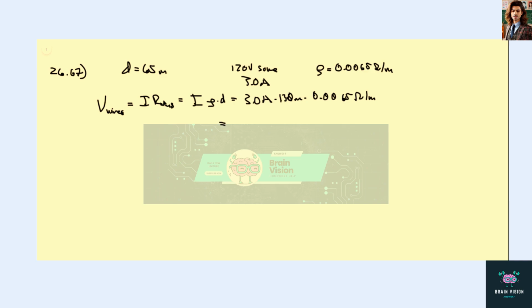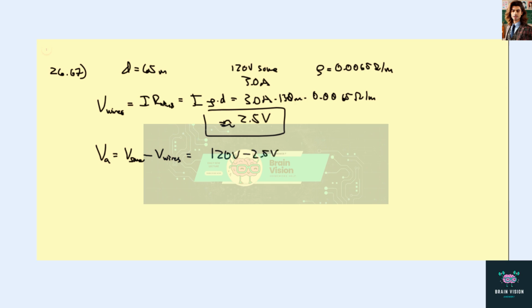So now if we plug that in, we see the voltage drop across the wires is roughly 2.5 volts. So that's the voltage drop across the wires. And if we talk about the voltage to the apparatus, this is the voltage of the source minus the voltage drop of the wires, because the rest of it has to go somewhere, so it goes from our source to our apparatus. So this is 120 volts minus 2.5 volts. And this gives us 117.5 volts.